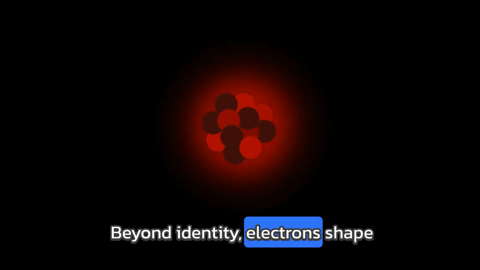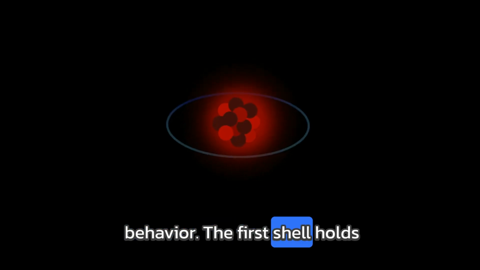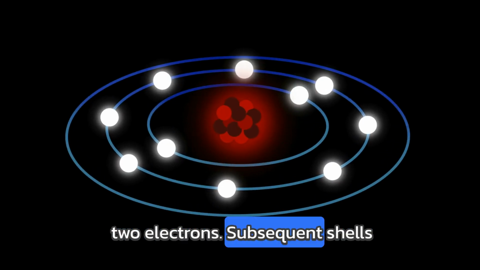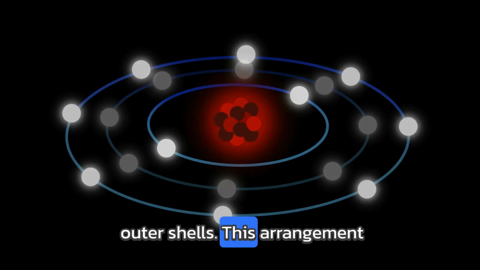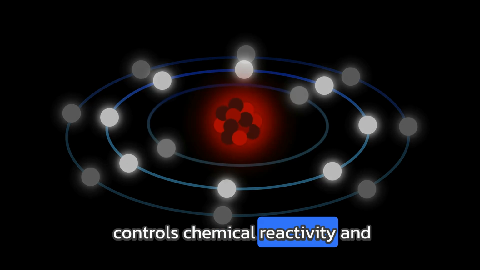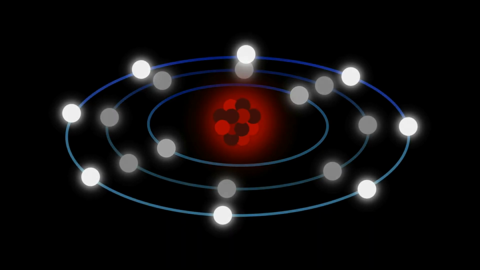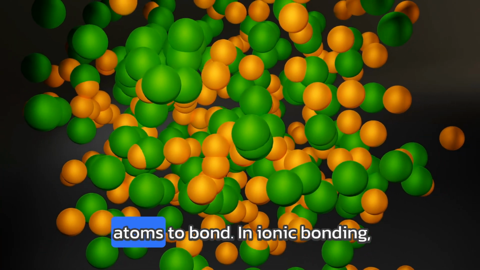Beyond identity, electrons shape behavior. The first shell holds 2 electrons. Subsequent shells hold more. Atoms strive for full outer shells. This arrangement controls chemical reactivity and bonding behavior. This quest for stability drives atoms to bond.